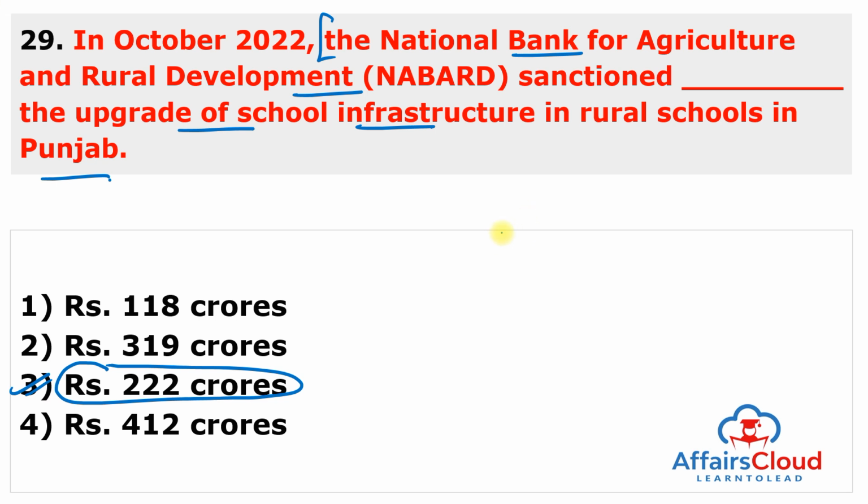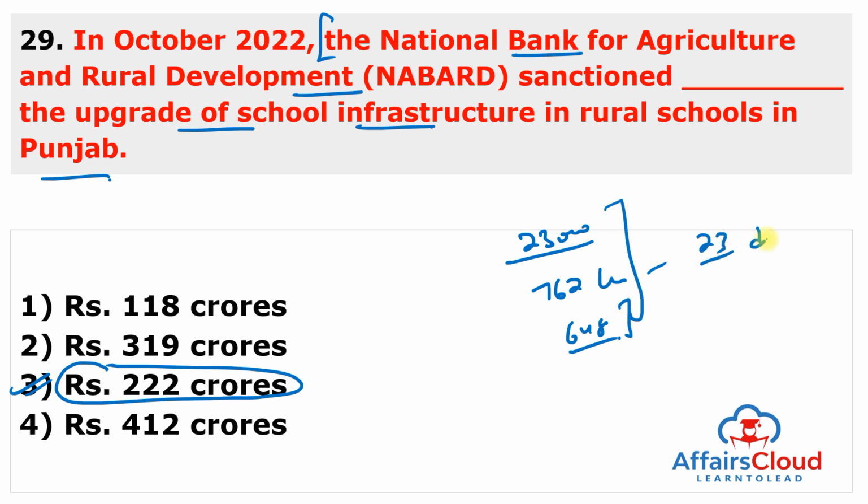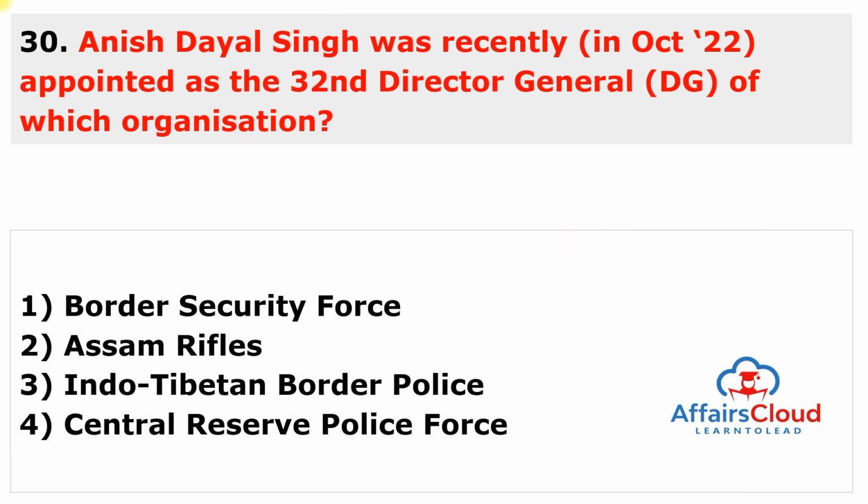So, this funding would be used to build almost 2,300 new classrooms, 762 labs and 648 playgrounds for the rural areas across 23 districts of Punjab. So, this question is very important for the Punjab students.